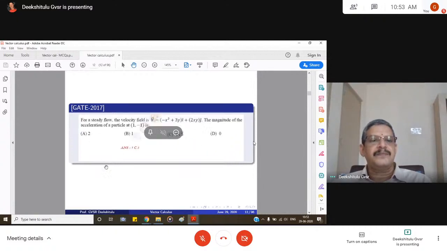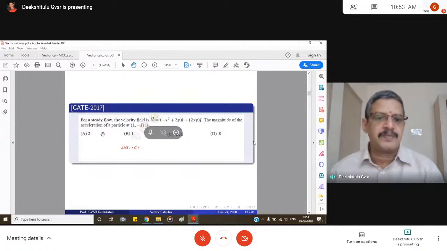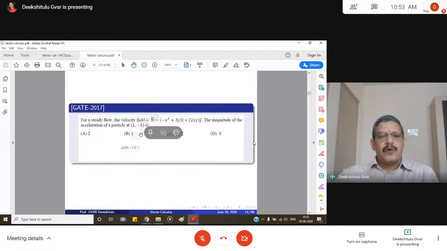Another question from 2017. There are so many questions you can get from vector calculus. Be very careful. For a steady flow, the velocity field is V equal to minus x square plus 3y plus 2xyz. What is the magnitude of the acceleration of a particle at (1, 1)? Here he is asking for acceleration. So take the first derivative or second derivative with respect to this, put in the point 1, minus 1, and take the magnitude.